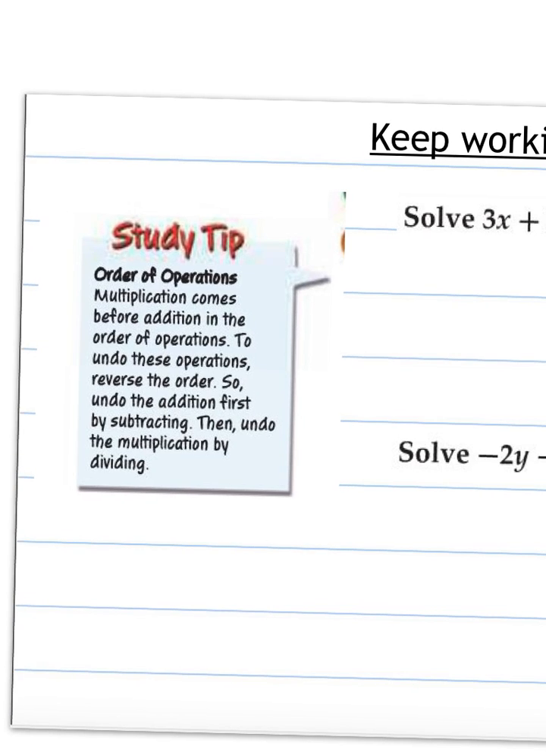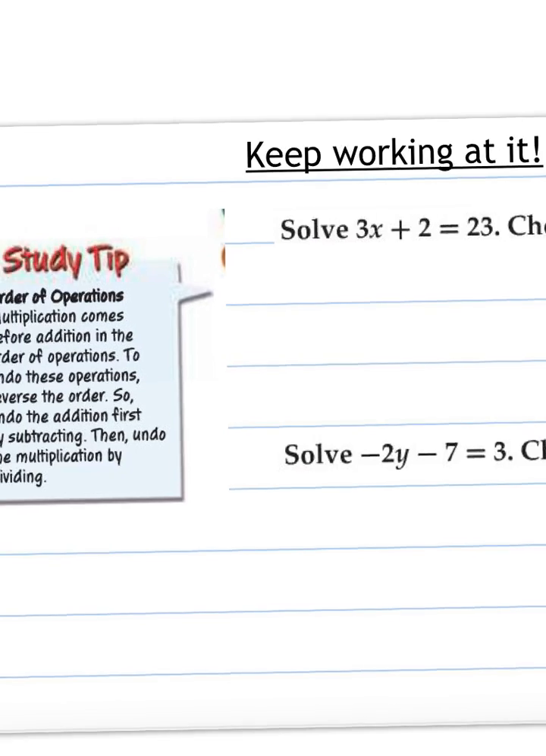Okay, here's kind of what I was just saying about order of operations, that in normal order of operations, multiplication comes before the addition. But to undo the operations, like in order to solve for a variable, you reverse the order. So undo the addition first by subtracting, then undo the multiplication by dividing.